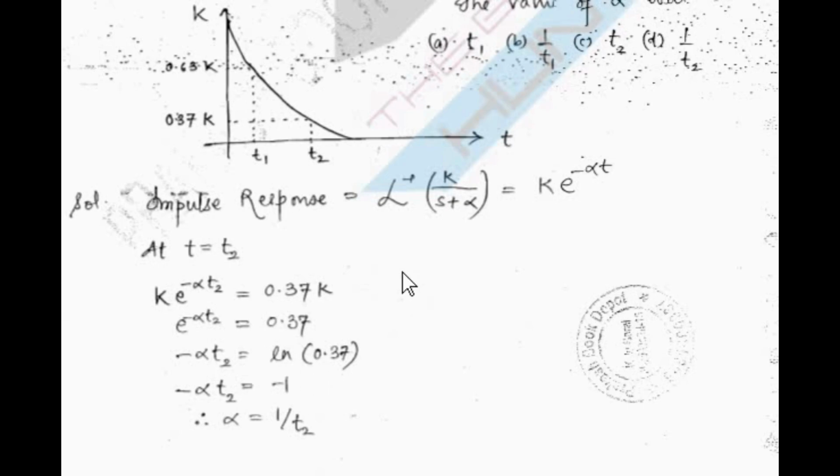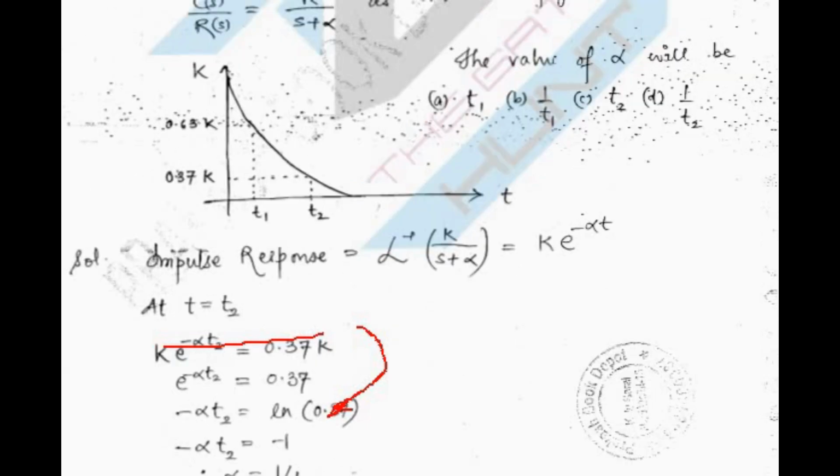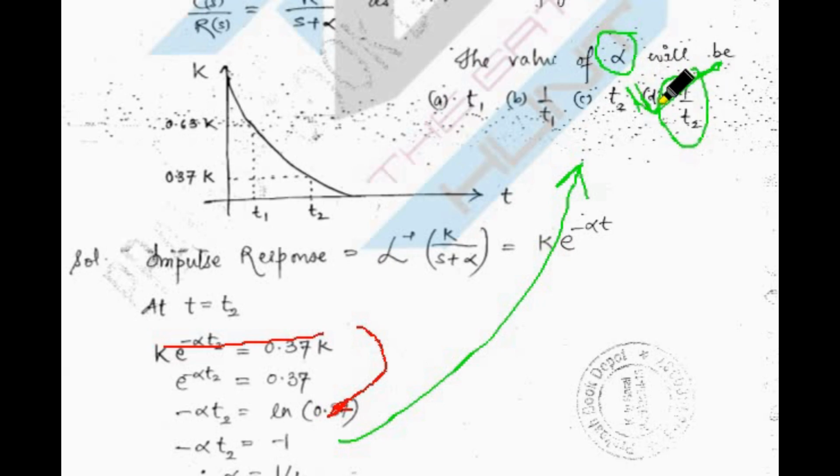So after simplification of this total equation, right? Just a second, I will show. Yes, after simplification of this one, finally you came to know that alpha is equal to 1 by t2, right? So now you are able to see what they have asked. They ask like this, okay, what is the value of alpha? And in the answer you are able to see alpha is equal to 1 divided by t2. So this is your respective answer, right?